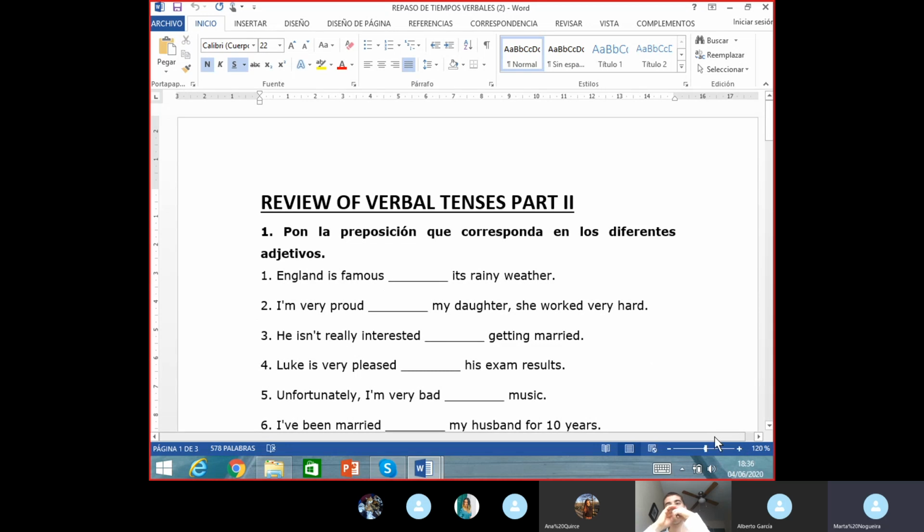Okay, so then if we have time, we will start with the speaking part. I don't know if we will have time. So guys, this is a review of verbal tenses. This is the part 2. I wanted the part 1, but maybe it's too easy for you.